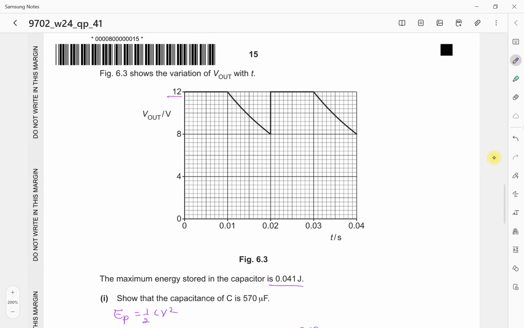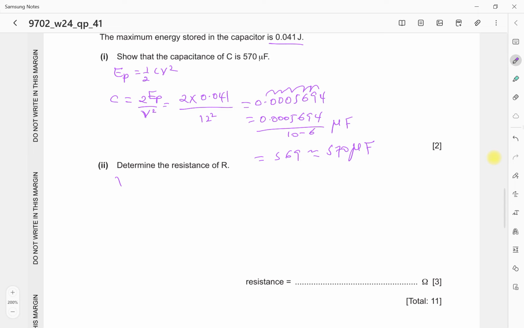So the incident V naught is going to be our V naught, and this is going to be our V after a time interval from 0.01 to 0.02. That time is 0.01. So using the general equation, V equals V naught e to the power of minus t over RC. V after time t is 8, initial is 12, e to the power of minus 0.10 divided by the resistance R. The capacitance is 570, so it is 570 times 10 to the power of minus 6.